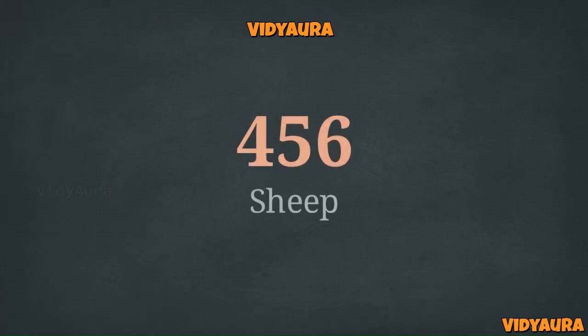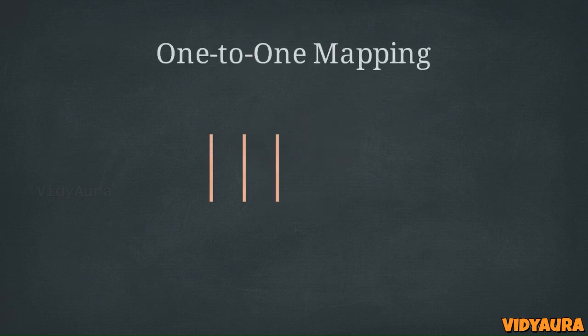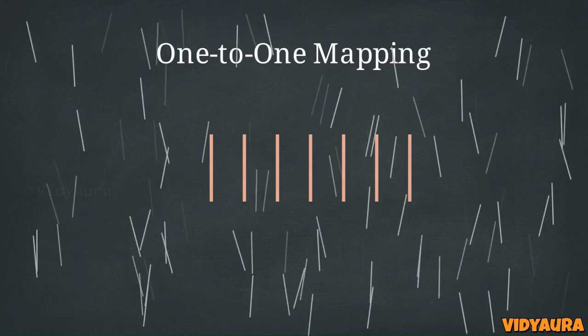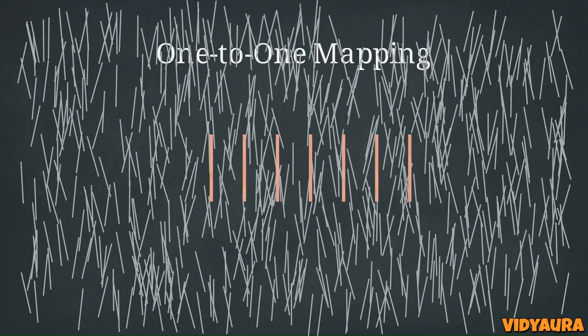Imagine you need to track a flock of 456 sheep, and your only method is drawing one line per animal. This is one-to-one mapping. For the first few sheep, it works perfectly, but as the flock grows, the visual evidence becomes an unreadable blur.